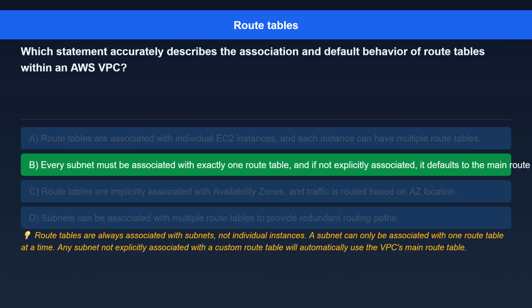The correct answer is, every subnet must be associated with exactly one route table, and if not explicitly associated, it defaults to the main route table. Here's the explanation. Route tables are always associated with subnets, not individual instances. A subnet can only be associated with one route table at a time. Any subnet not explicitly associated with a custom route table will automatically use the VPC's main route table.